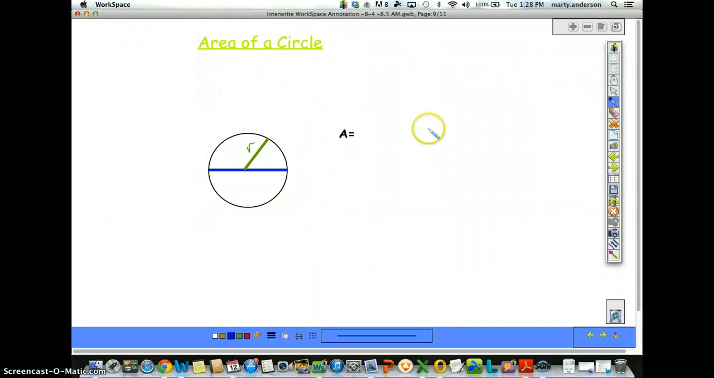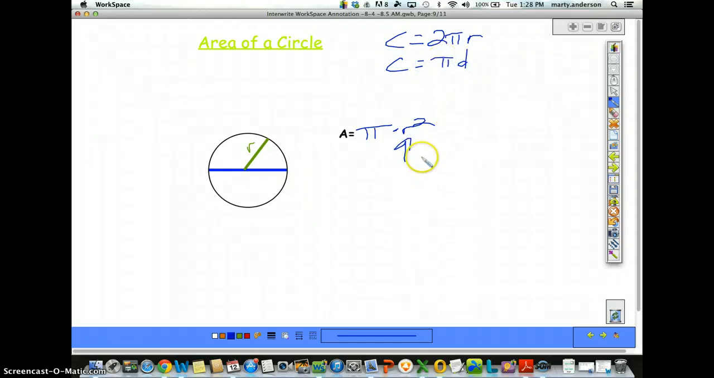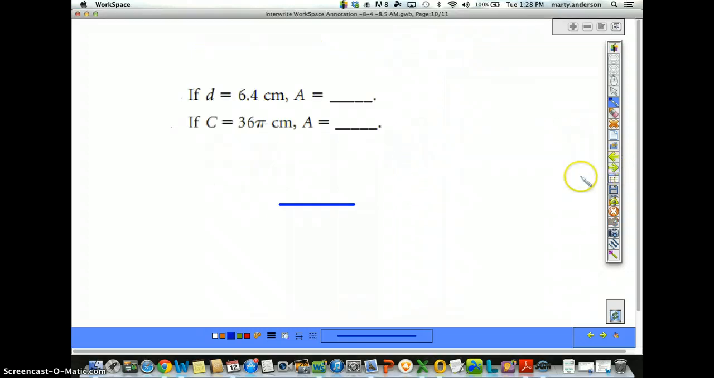Area of a circle, this is one that we should probably already know. It's pi times the radius squared. Please remember that circumference was 2 pi r, which could also be written as pi times the diameter. For our area, we're only dealing with the radius squared, so you have to change all your diameters into radii. Given some quick info here, diameter is 6.4. I would change the radius to 3.2. Area then would be equal to pi times 3.2 squared.